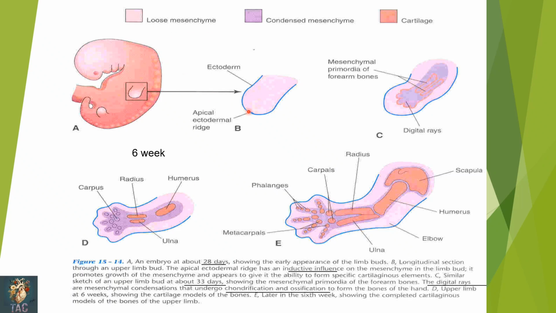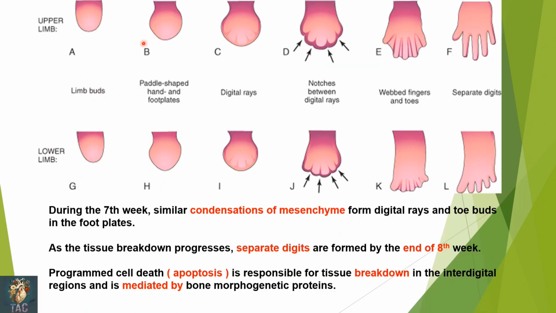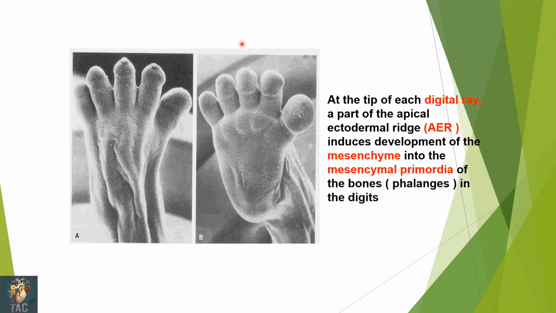Again, the same diagram. Here you can see the apical ectodermal ridge and development of all these areas. Again, almost the same diagram, upper limb development and lower limb development, the paddle shape area. Here you can see the flipper shape area, the webbed hand and feet, and after these separate digits are present. So at the tip of each digital ray, a part of the apical ectodermal ridge induces development of the mesenchyme into mesenchymal primordia of the bones, that is the phalanges of the digits.